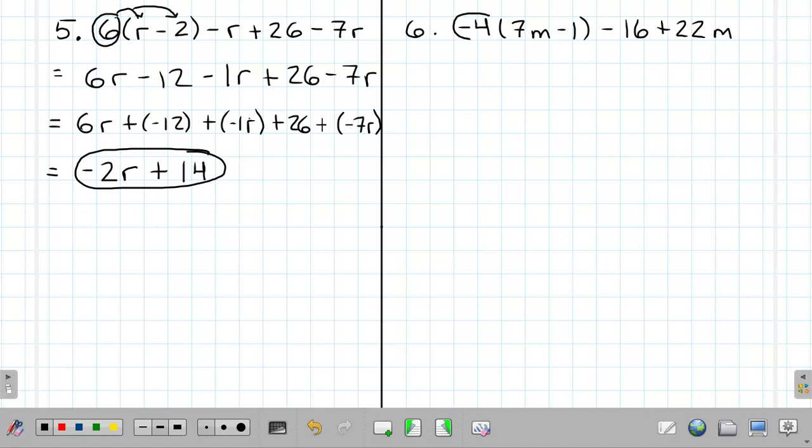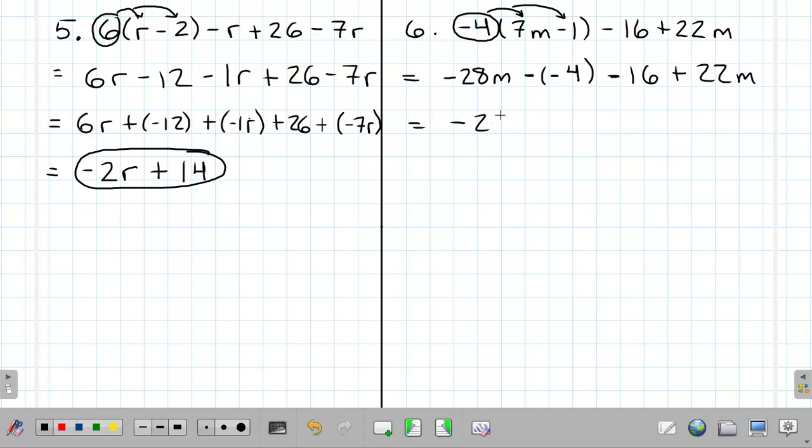Just the big thing to be careful with is do know how to deal with your negatives. That's the hardest part with all of this. Okay, so in this case, we see the distributing that needs to happen here. So we got to distribute the negative 4. So negative 4 times 7 is negative 28m, minus, in this case, negative 4, minus 16 plus 22m. Now, in this case, we've got the negative 28m.